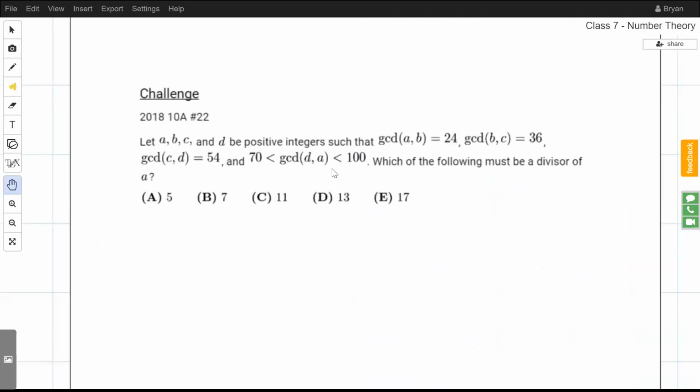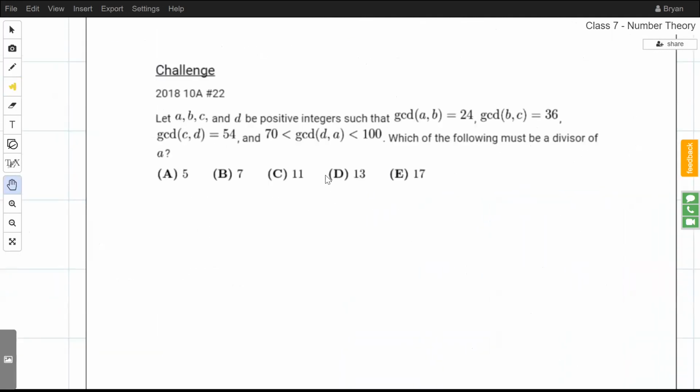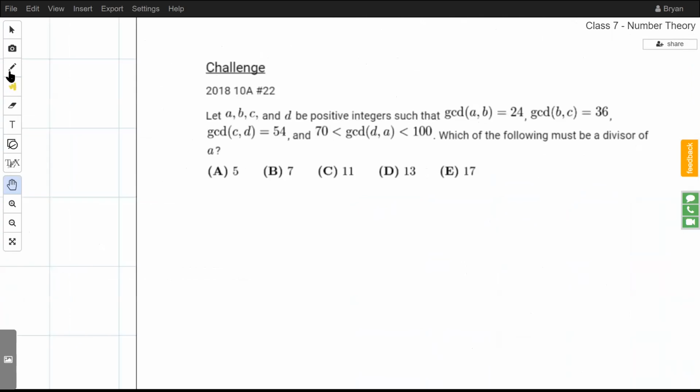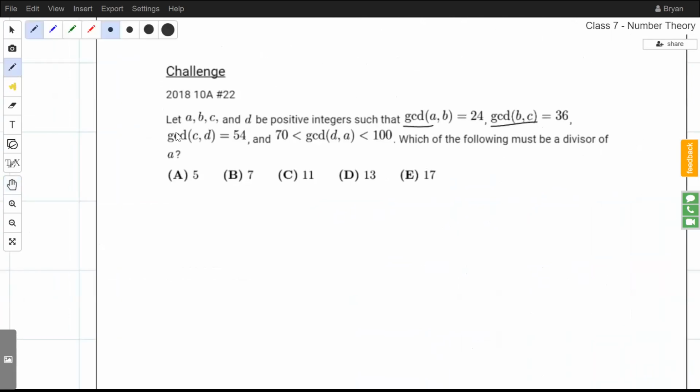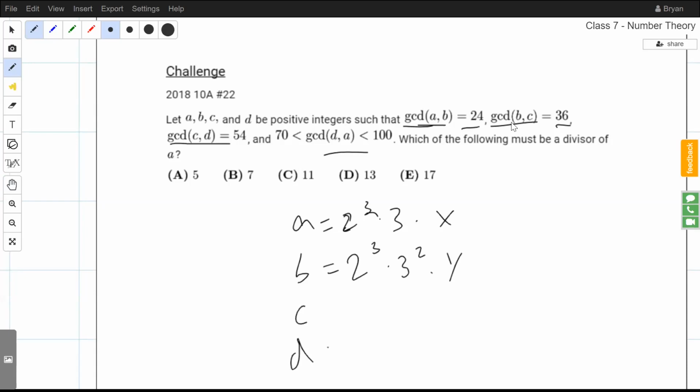Last problem is the challenge problem. Honestly, the hint is, utilize the concept of what GCD is to factor A, B, C, and D. First, we know that A must be divisible by 24, so A is 2 cubed times 3 times some number, x, let's say. B must be divisible by 24 and by 36, so we take the largest factors of 2 and 3 from each. So B must be divisible by 2 cubed times 3 squared, right, times some number y. And same with C and D.